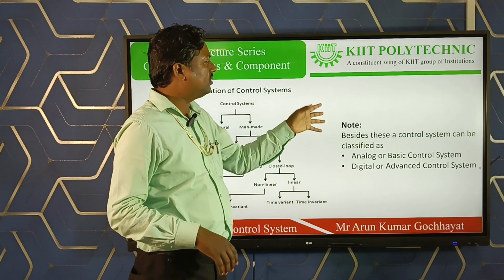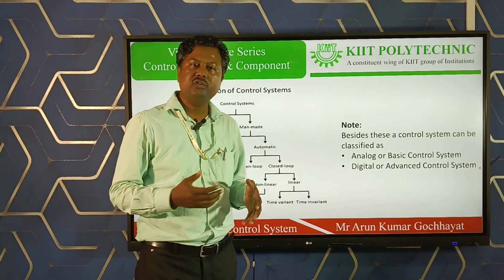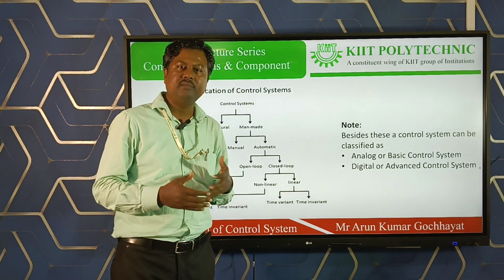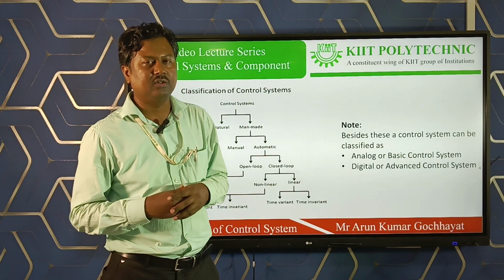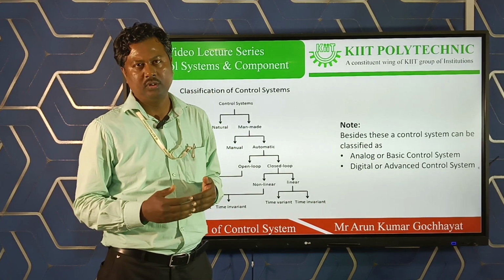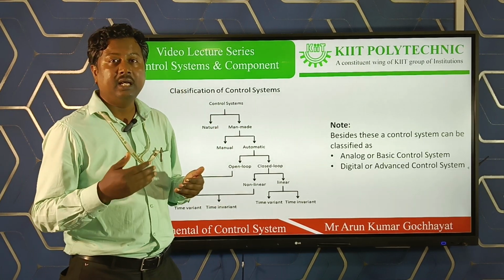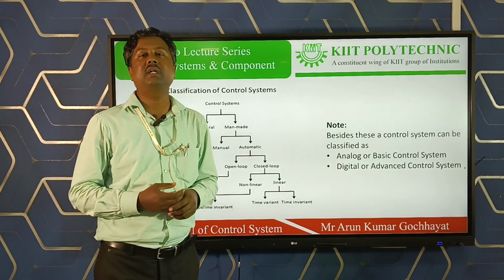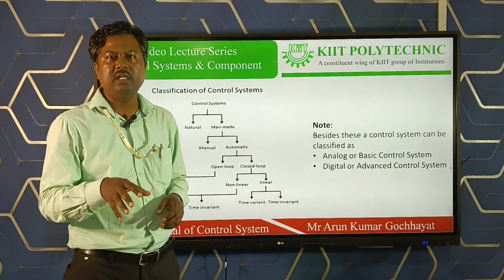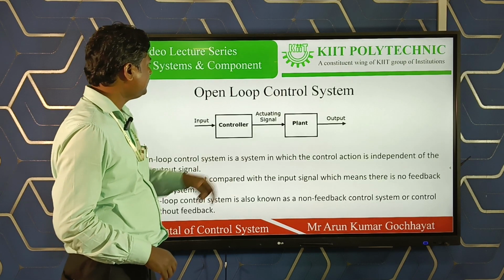Besides this, a control system can be divided into an analog control system, which is a basic, traditional control system, and an advanced control system or digital control system. This categorization is done as per the nature of the input. If the input is analog, then the control system is called an analog control system, and if the input is digital, then it is called a digital control system. Most of the advanced control systems that we use nowadays are digital control systems.